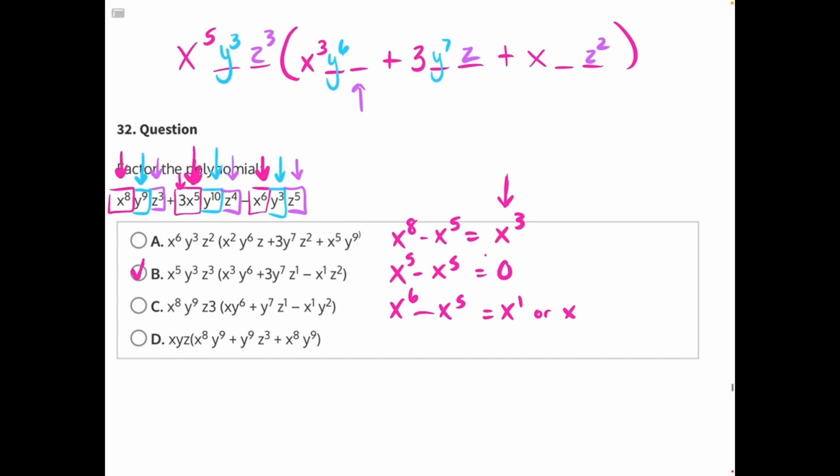If we look back at our correct answer, answer choice B, we'll see that they all match, making B our correct answer. Just keep in mind that anything to the 1 power is just itself. So z to the 1 is the same as z without any exponent, and x to the 1 is the same as x without any exponent.